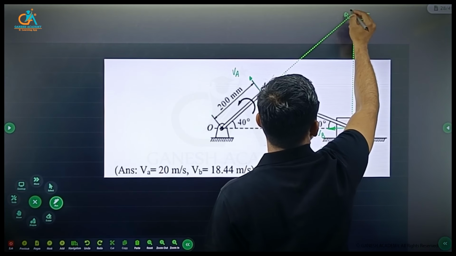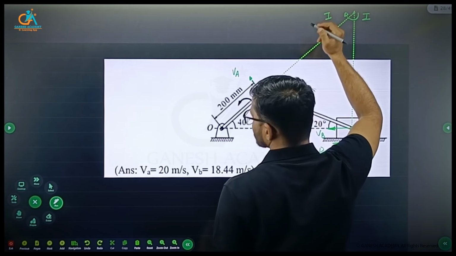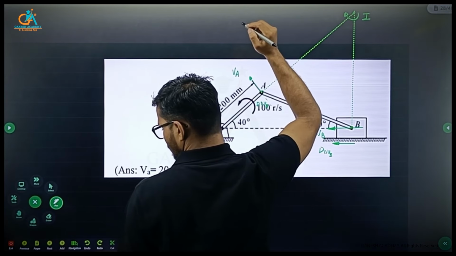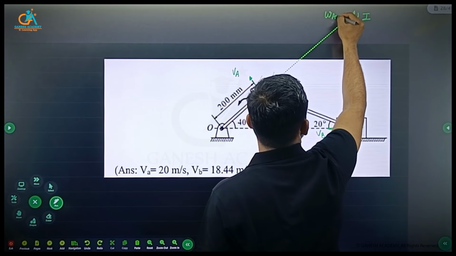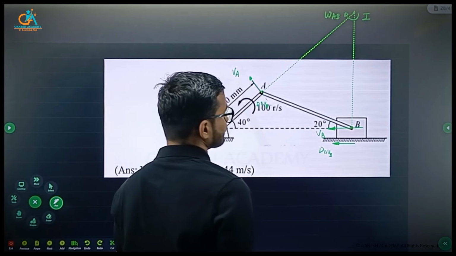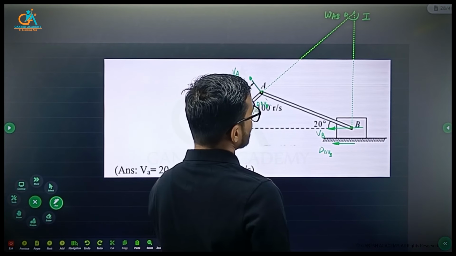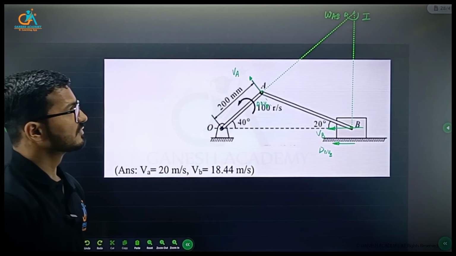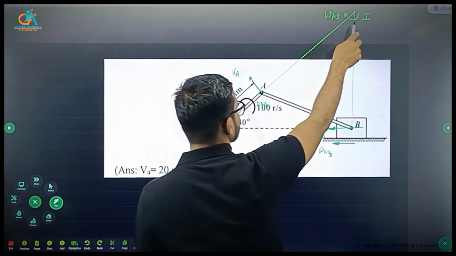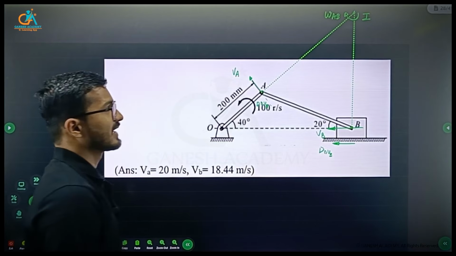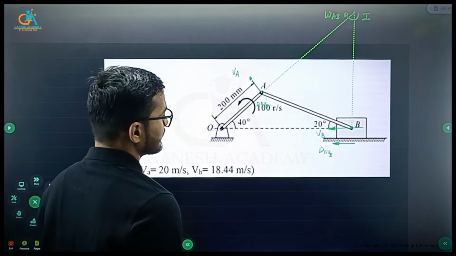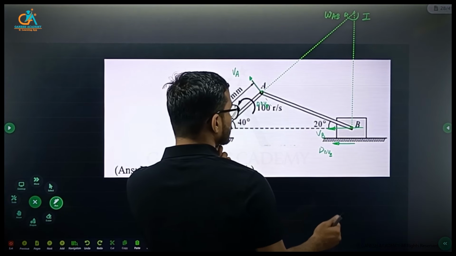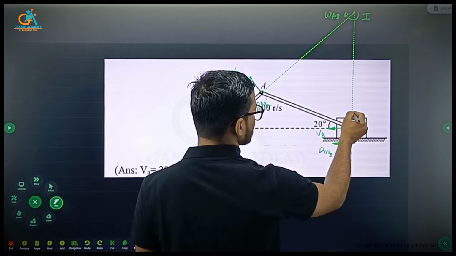The rotation will be in clockwise sense. Okay, so we have located the instantaneous center of rotation at this particular point I. Then we can use these angles.